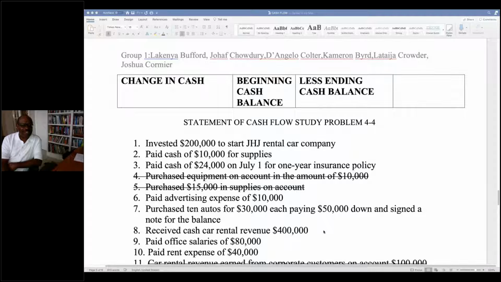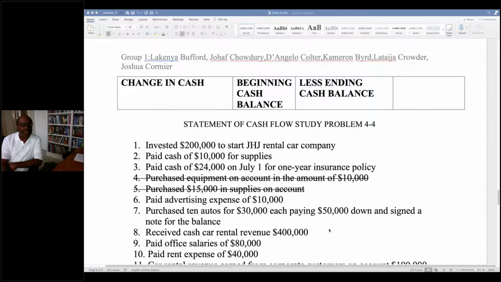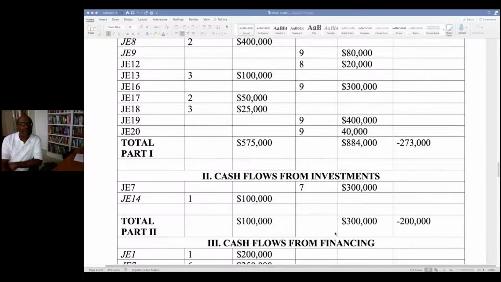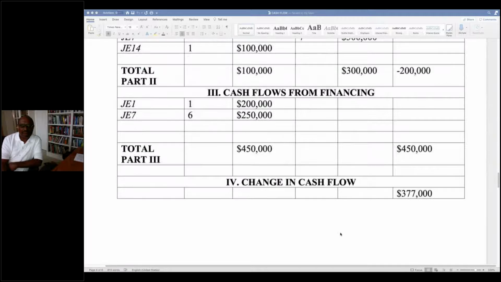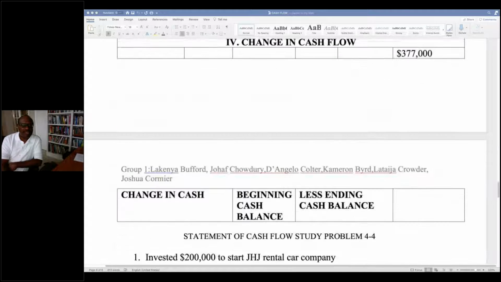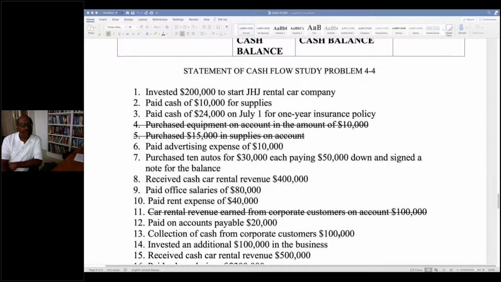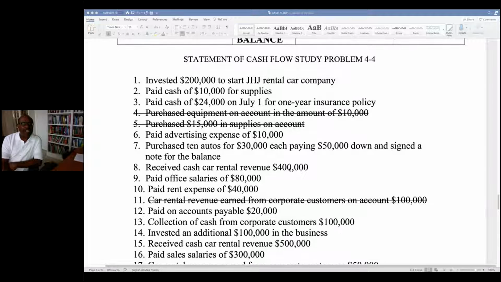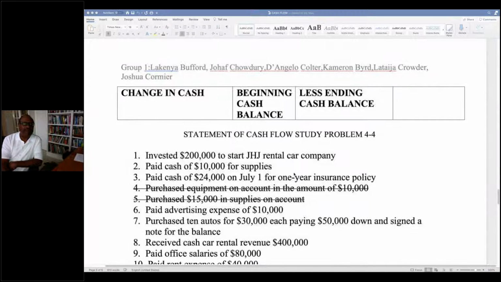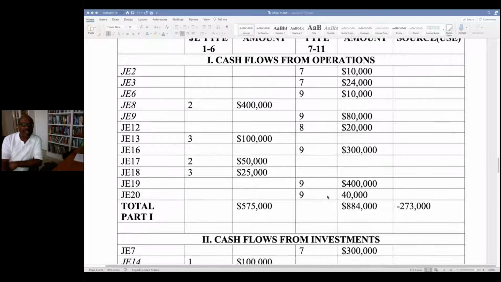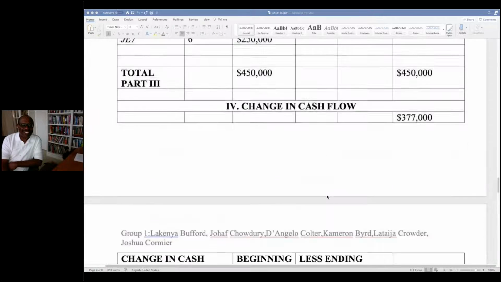Received car owned revenue. You put that in for 400. I'm seeing some extra numbers here. What did you say about 400? I just see you got 400 here. Correct, 400,000. Hold on, wait. Let me get my paper. One second. Let me go over it with you.